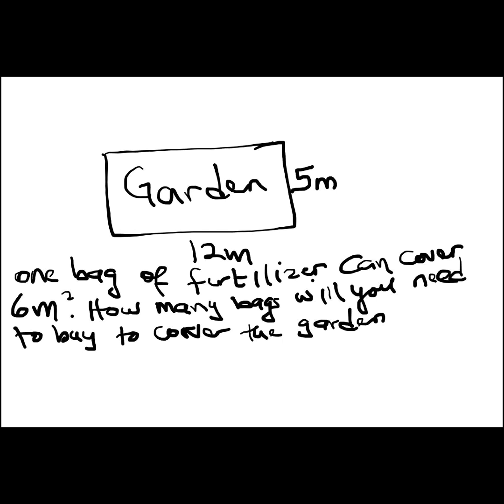I think you need to add 12 and 5 together. Then that gives you the area of the garden. You're going to need 10 bags. Can you just explain to me how you got it, please? So I multiply 12 by 5.